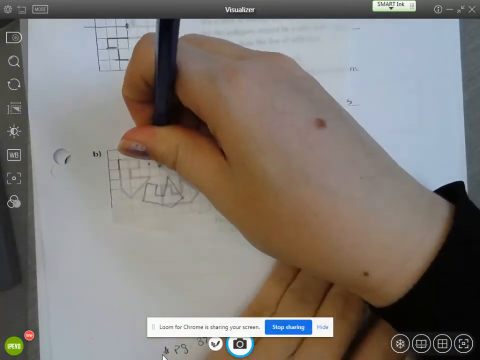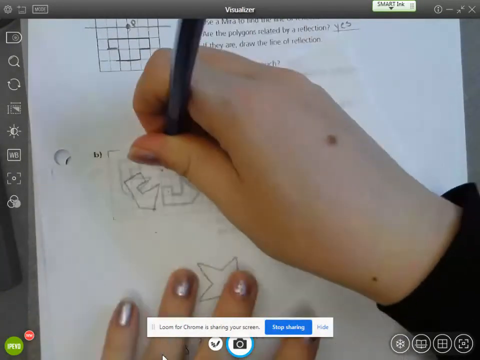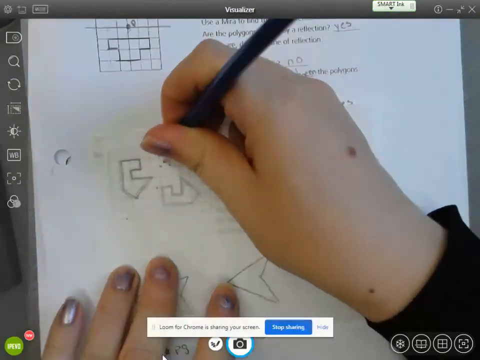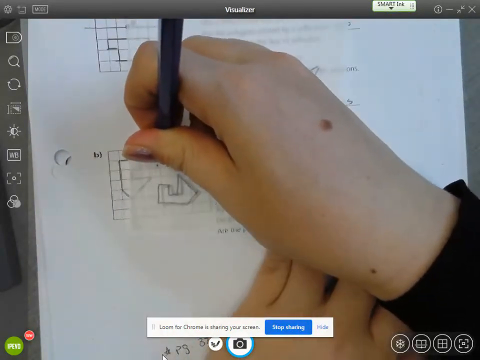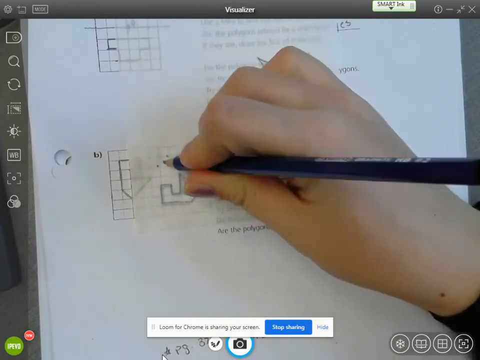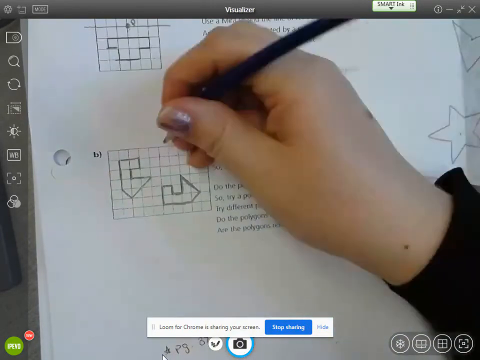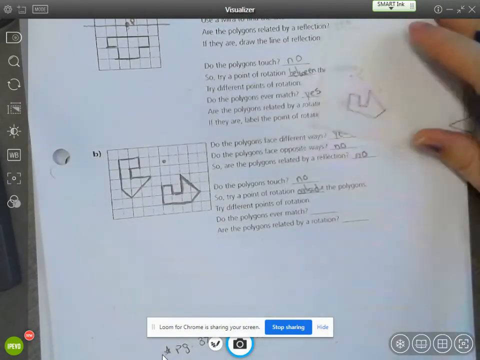So that's a little bit over to the side. So if I move it over, now that's a little bit too low. Okay, so I might have to go in between them. And if I go in between them, I can see that it does actually match there. Okay, so sometimes your point of rotation is going to be in an odd spot and not perfect.